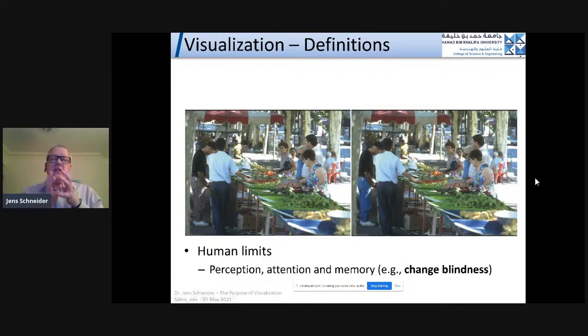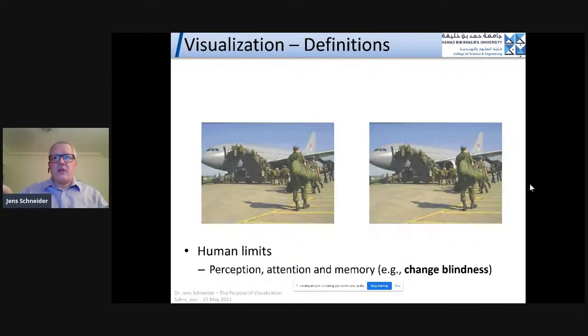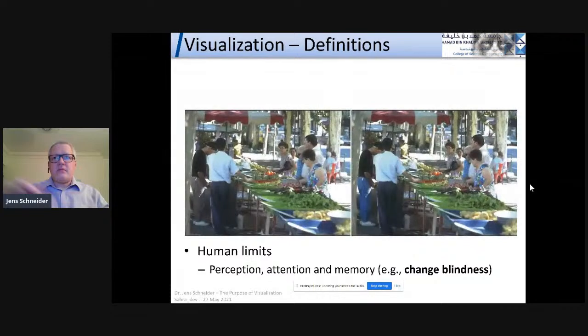But what I did here is I guided your attention to these two pictures. And now we're doing it again, but now you look at the Hamad bin Khalifa logo up there. And I bet most of you didn't spot the cat the first time. And this is your brain operating fully normal.